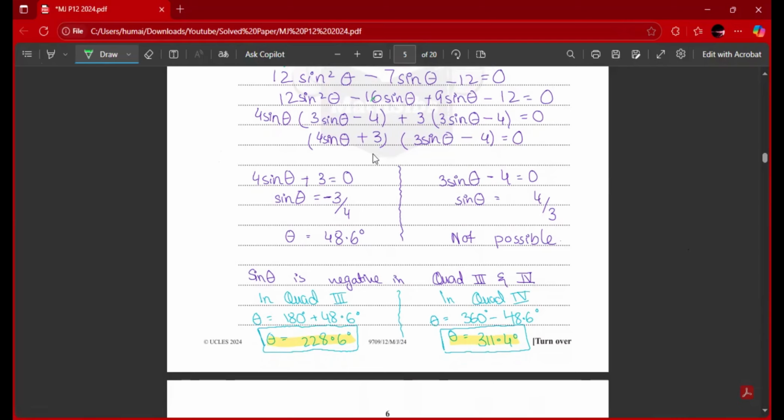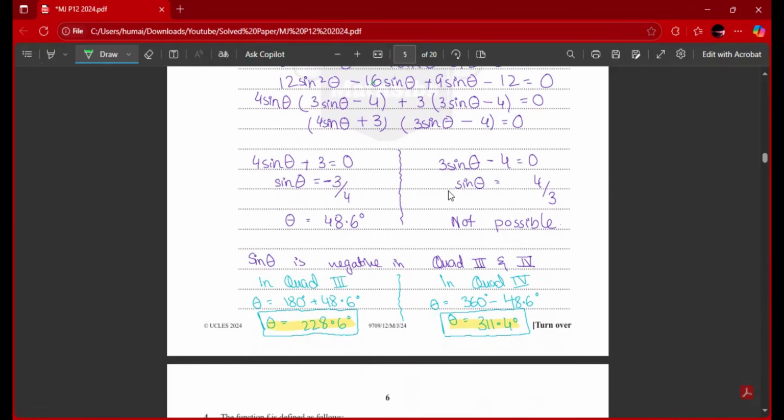So now we are equating it. This side equal to 0, then this is equal to 0. Okay, 4 sine theta plus 3 is equal to 0. 3 sine theta minus 4 is equal to 0. Now, let me tell you why this is not possible. So we solve it, we get sine theta is equal to 4 over 3. And if we see that 4 over 3 is equal to 1.33 in decimal.